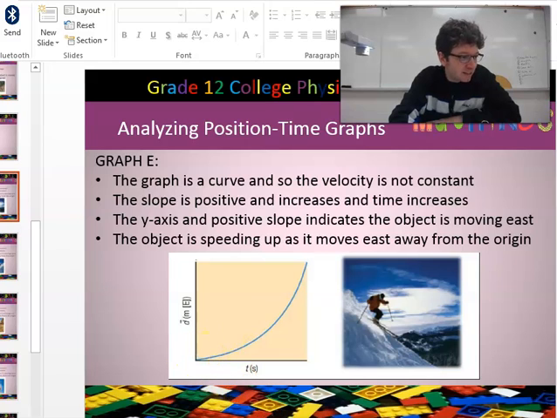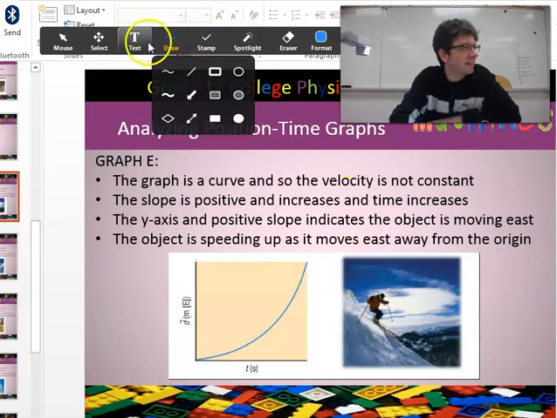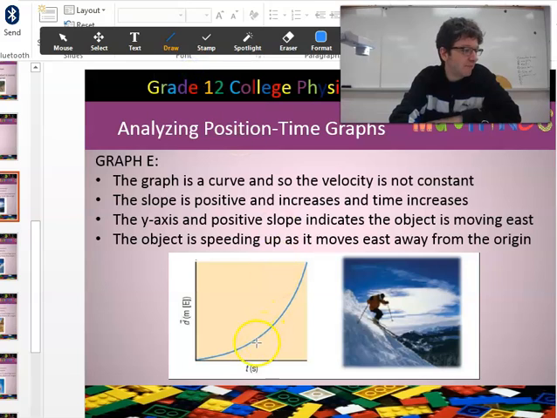But let me just see if I can annotate this. Draw a straight line. Okay. So let's say we look at this point right here. At that point, we can look at a tangent, like this. So at that instant, your slope would be the same as the slope of that line I just drew. And so at that instant, your instantaneous velocity would be the slope of that line. Now we're not going to calculate that. What I want you to understand is more conceptually what's happening.